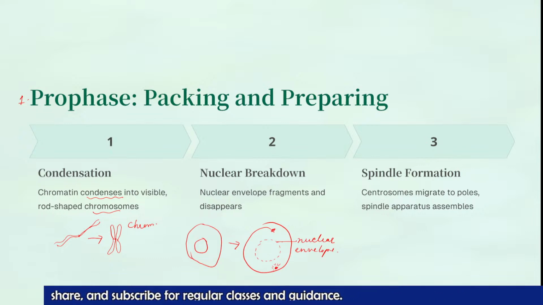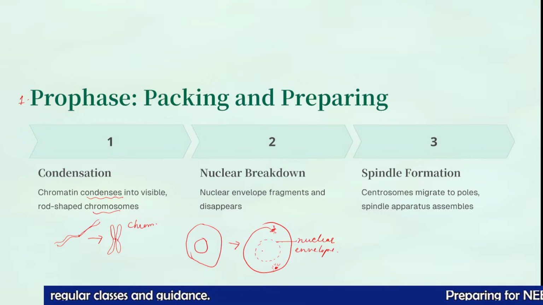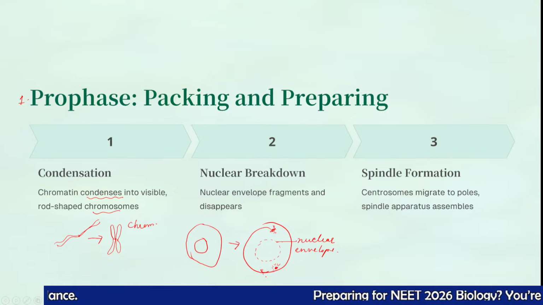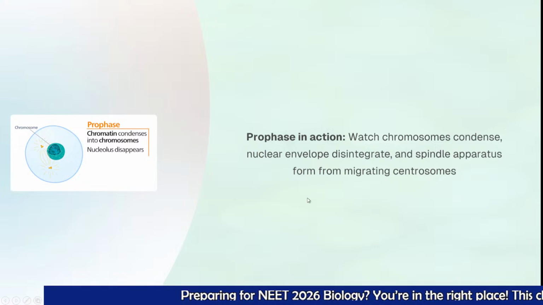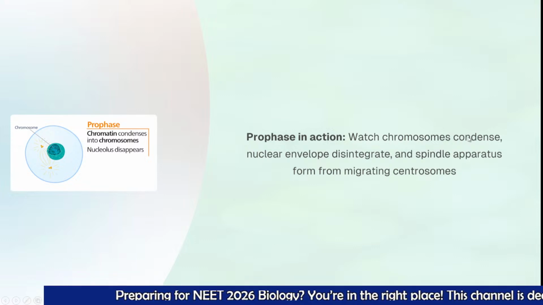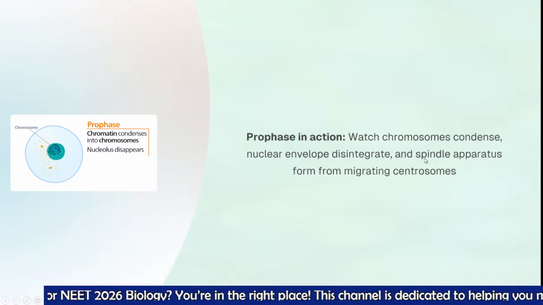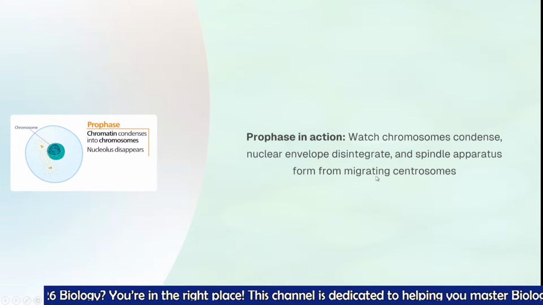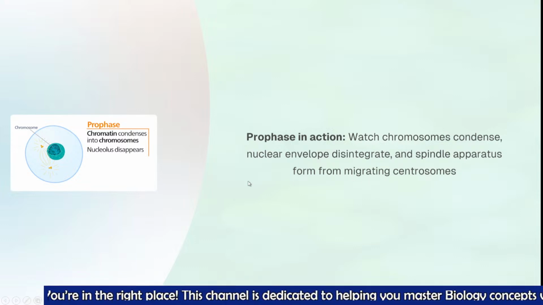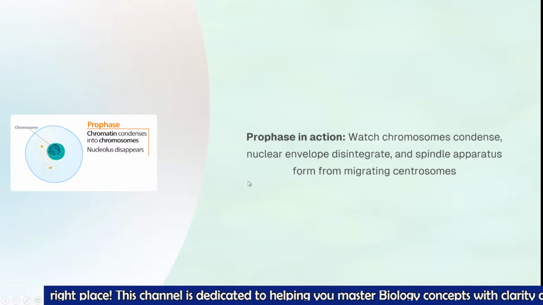Spindle fibers move towards the poles. They will move towards the polar region of the cell. So these three key events take place during the prophase stage. Remember: condensation of the chromosomes, disintegration of the nuclear envelope, and the spindle apparatus migrating towards the poles. So remember all three events.